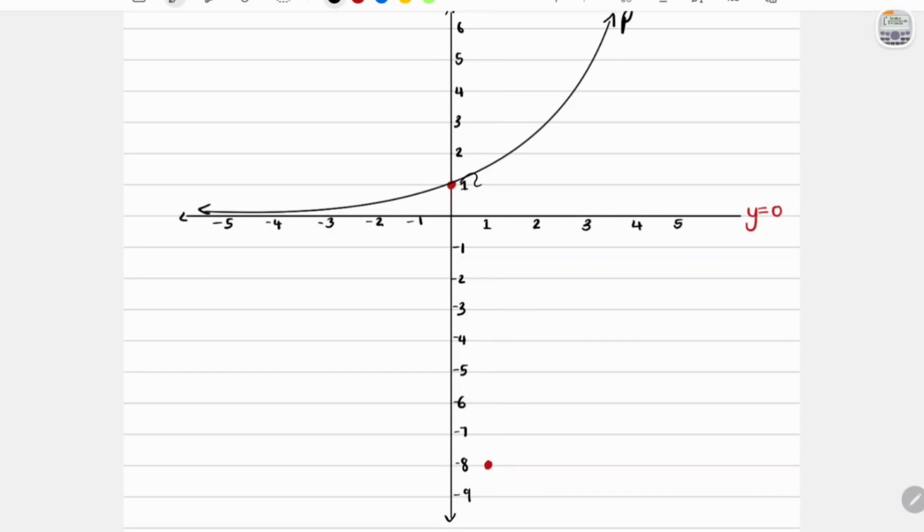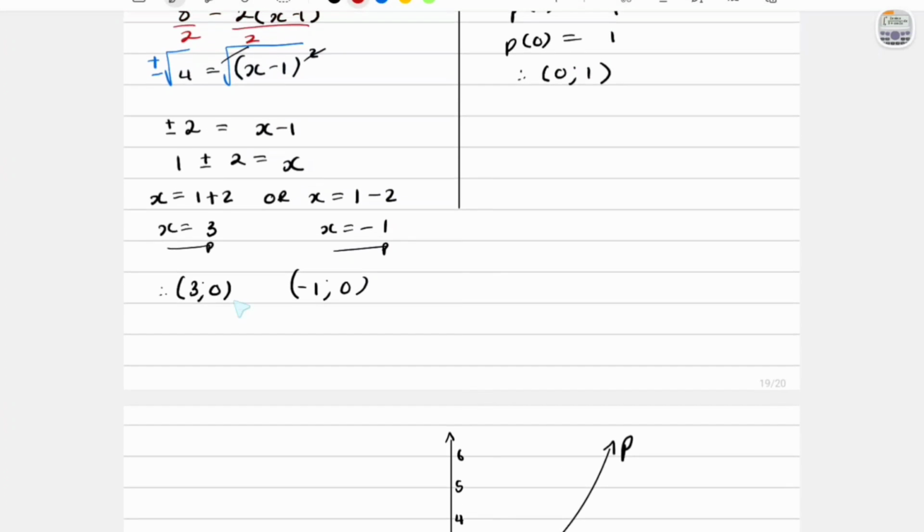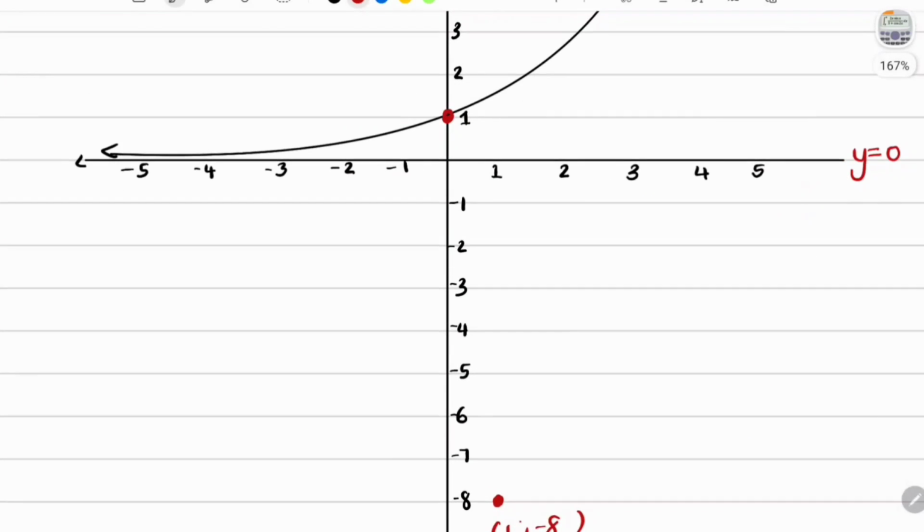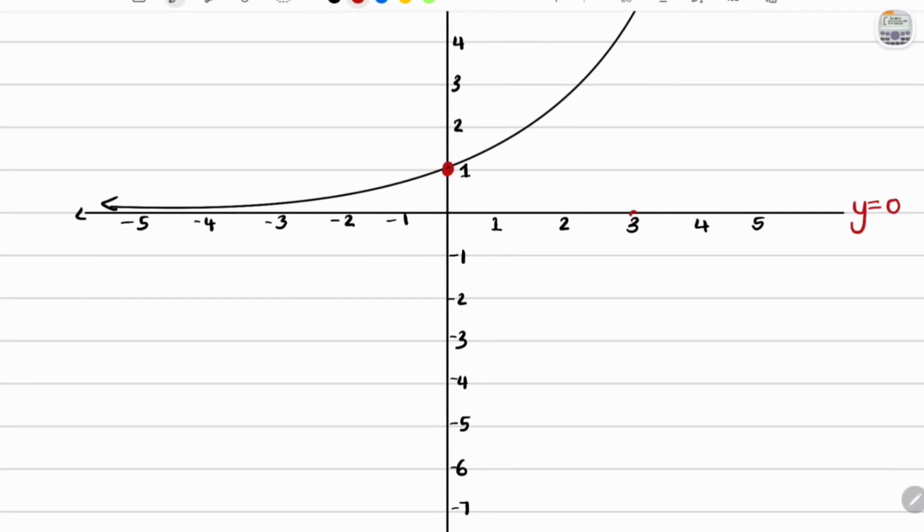Make sure to label it. You don't have to label something like this because it's on an axis, but this one you have to. So 1 and negative 8. Let me put that in red so it stands out. And then you have to put down your x-intercepts. Your x-intercepts are 3 and 0 and negative 1 and 0. So 3 and 0 is here. I don't have to write it down, it's on an axis. And negative 1 and 0 there. I also don't have to write the coordinates.